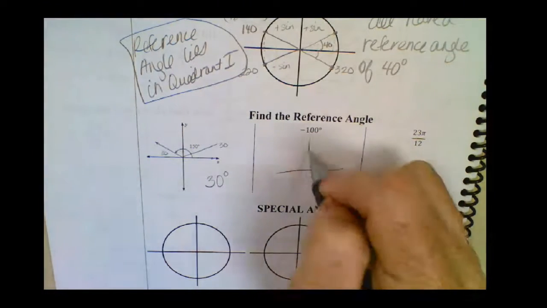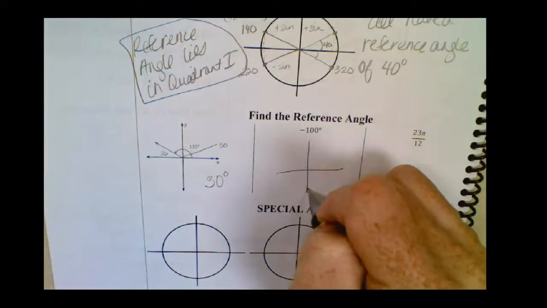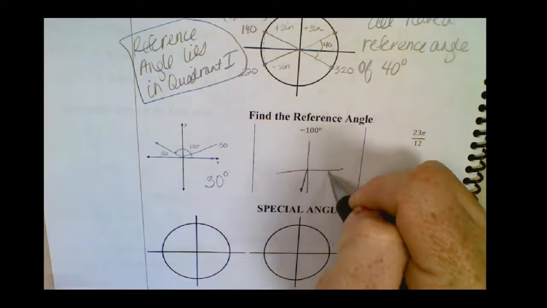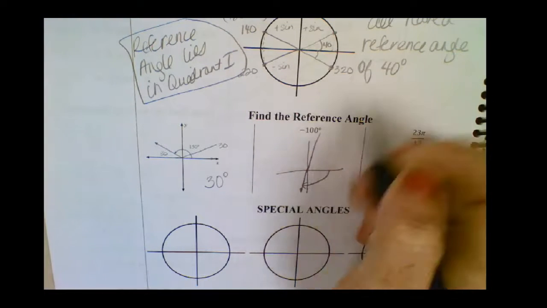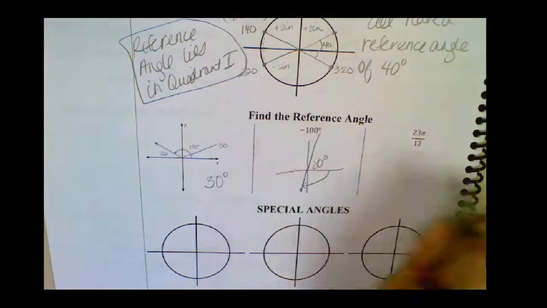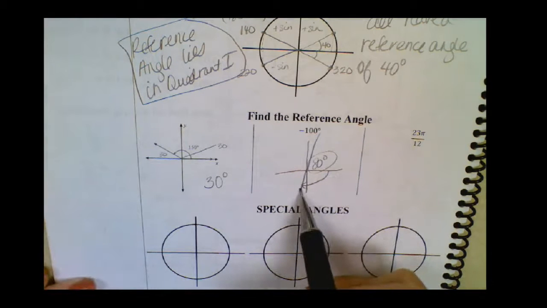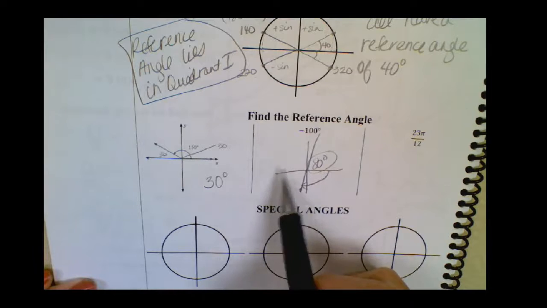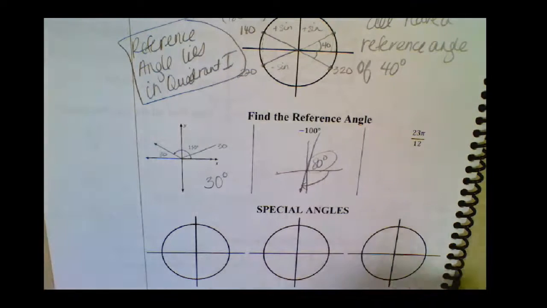Negative 100, let's think about where that is. Negative means I'm going to go clockwise. So here would be 90, and right about there would be 110. If I go straight diagonally from there, and I'm going 10 short of the 90 degree angles, that would be an 80 degree reference angle. Or if you think about it this way, I'm in quadrant 3, 180 degrees around the circle is my basis for quadrant 3. It's in this area here. 180 minus 100 gives you 80 degrees.